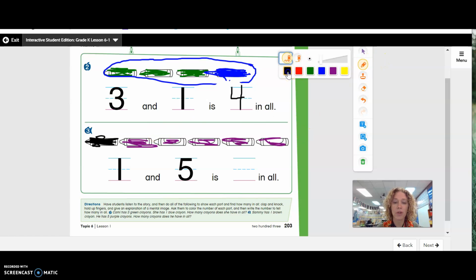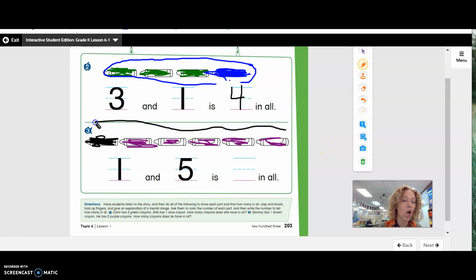Now, I want to know how many all together. So if we want to know how many all together, we have to count all the black and all the purple. Or brown if you do brown. So I circled them so that I know I have to count all of them. Count with me. 1, 2, 3, 4, 5, 6.